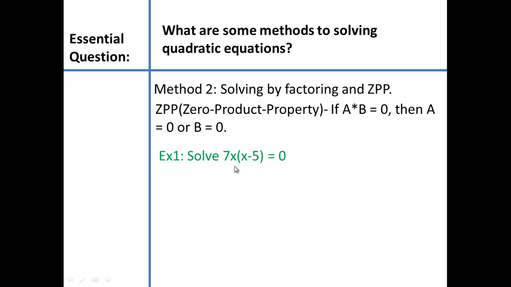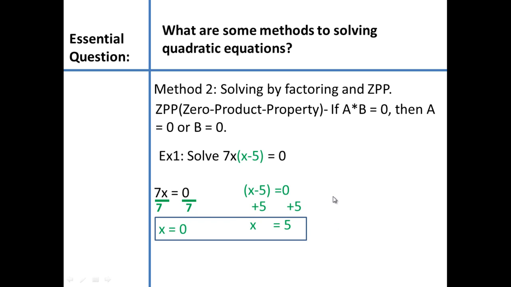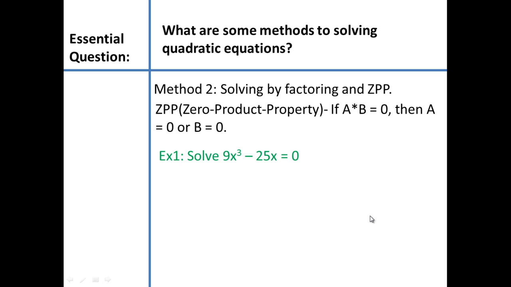Let's look at this example. You have 7x times the quantity x minus 5. That means your 7x has to equal 0, or your x minus 5 is equal to 0. Now, once you have these two equations, you can use basic moves of algebra and solve for x. So our two solutions for this equation are x equal to 0 or x is equal to 5.